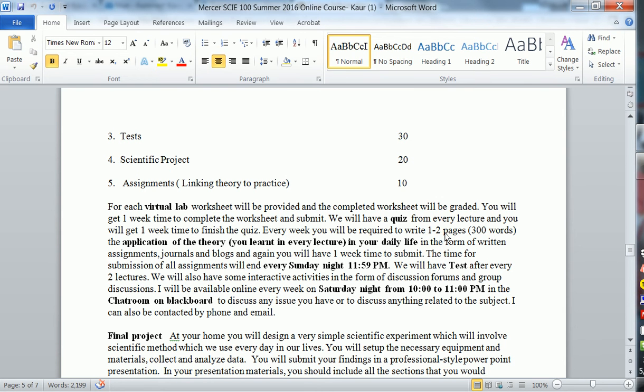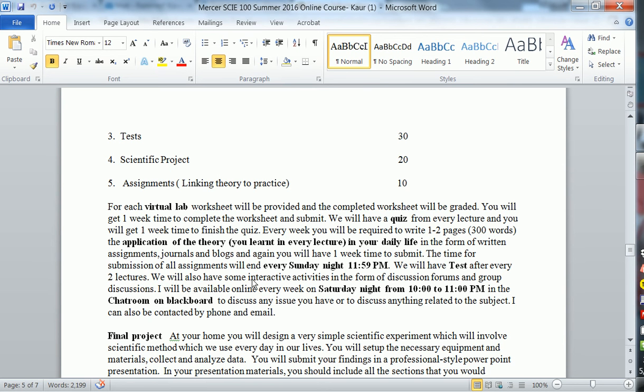And also an important thing is, when you're writing an assignment in the form of a written assignment, journal or a blog, you just need to write 1 to 2 pages, which is worth 300 words. The application of theory you learned in every lecture in your daily life in the form of written assignments, journals and blogs. And again, you will get 1 week time to submit. The time for submission of all assignments will end every Sunday night, 11:59 p.m. We will have tests after every 2 lectures.